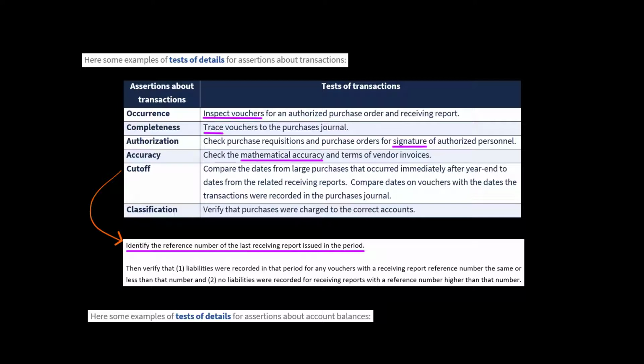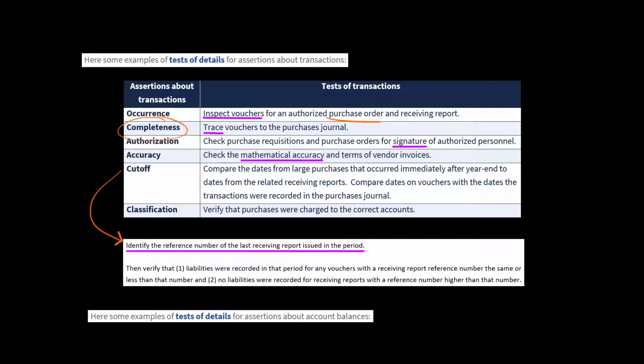Management is asserting that the purchase transactions actually occurred. And what could the auditor do? They could inspect a sample of vouchers for the supporting documentation. Was there an authorized purchase order? Was there a receiving report? Was there an invoice, right? You're looking for that three-way match, that purchase order, receiving report, and an invoice as evidence of occurrence.